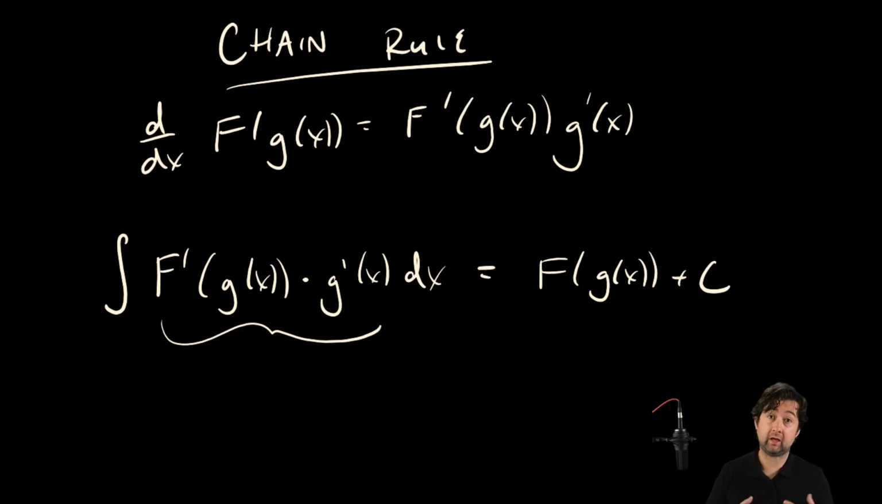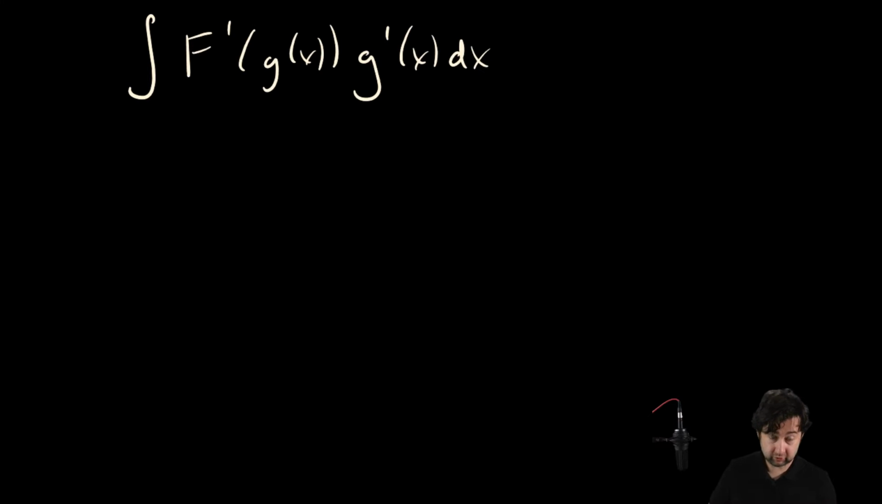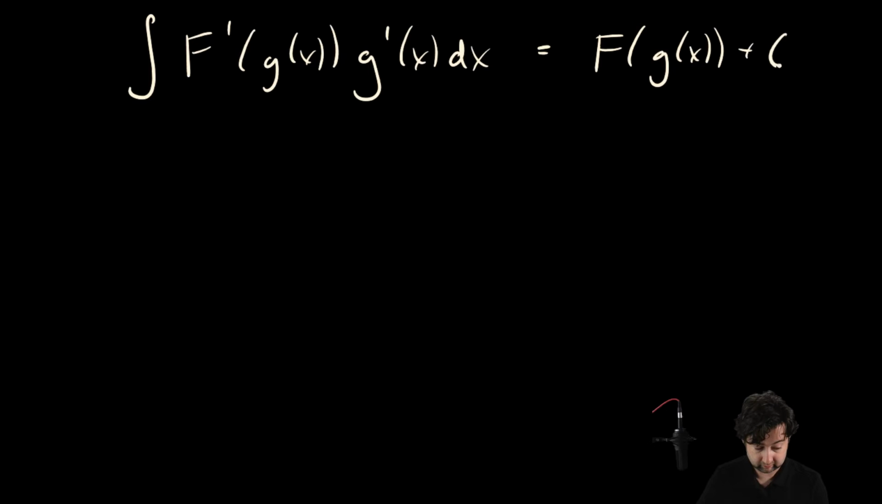So the game is going to be, how do we recognize that? When we're looking at an integral that might possibly be of the form f prime of g of x times g prime of x dx, on the one hand, I already know that this is equal to f of g of x plus c. If I see that integral, I could write down f of g of x plus c.